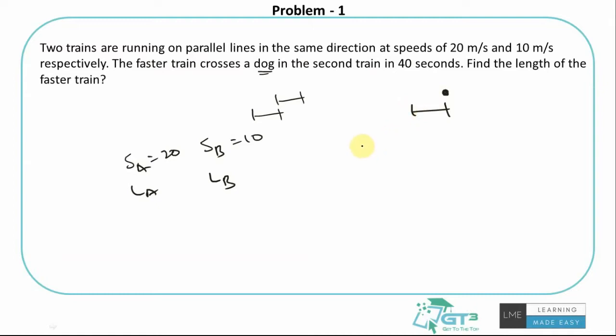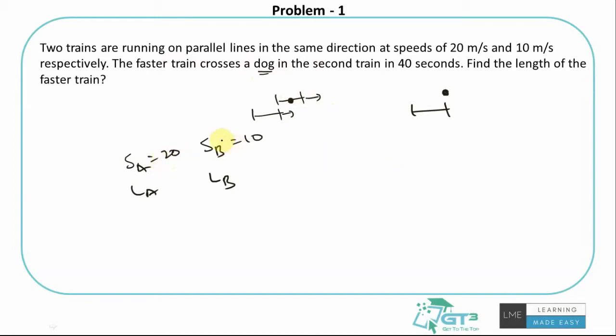Getting this? Even though the question is a bit confusing, stating there are two trains running on parallel lines in the same direction, both the trains are going in this direction. But actually, "the faster train crosses a dog in the second train in 40 seconds" is basically giving a clue that it is talking about a point object which is moving. Right? So the situation should be like this.